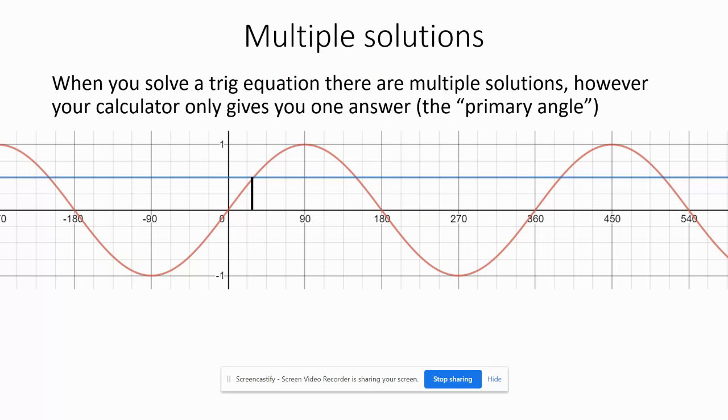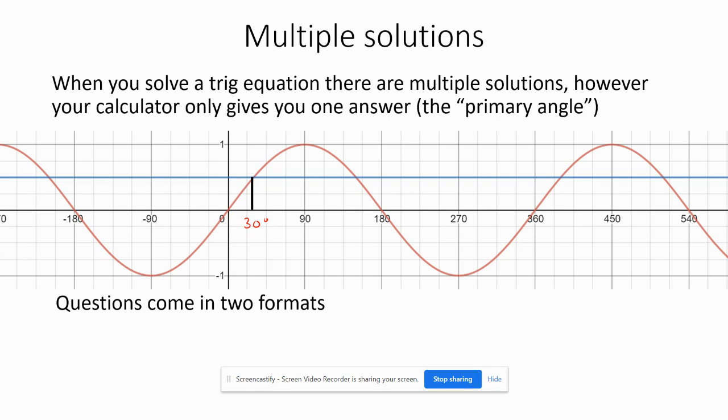So let's talk about multiple solutions. When you solve a trig equation, there are multiple solutions, but your calculator only gives you one, and we call it the primary angle, and that's this one here. And what we got for the sine of x equals 0.5 was actually 30 degrees.